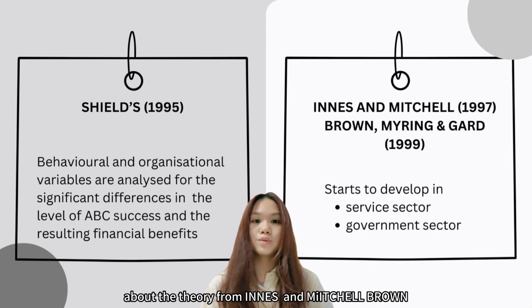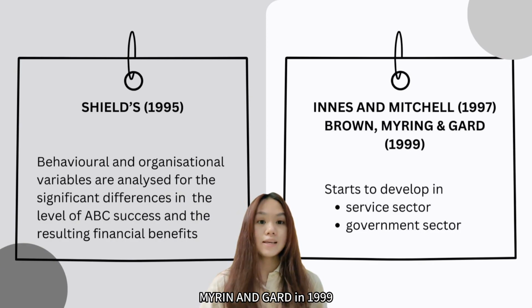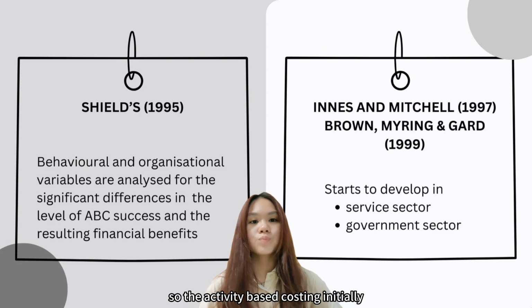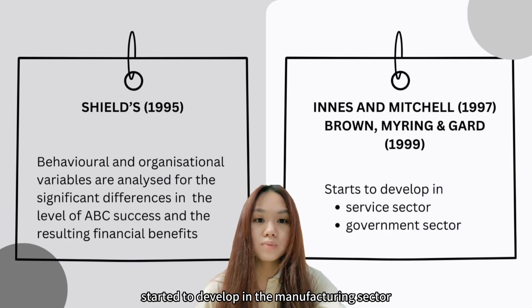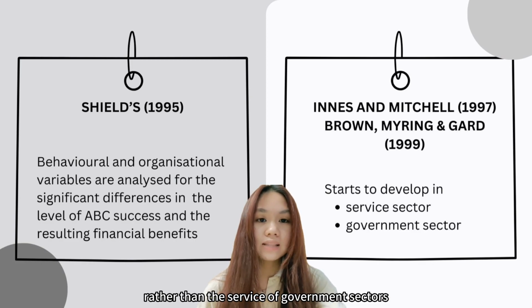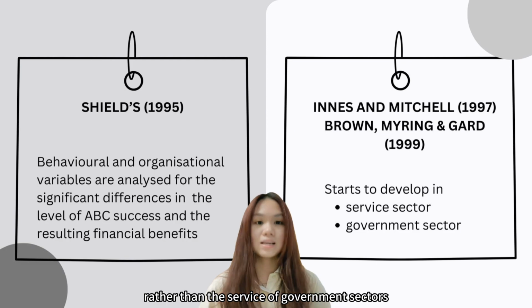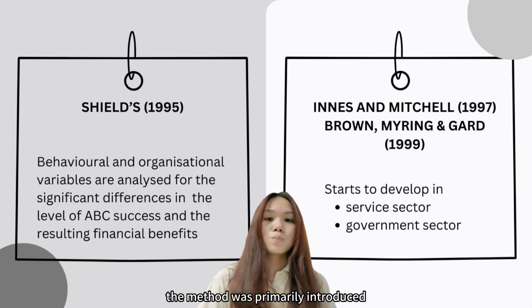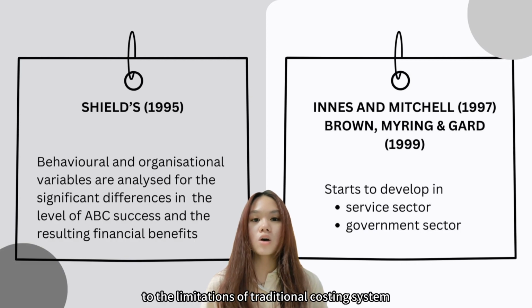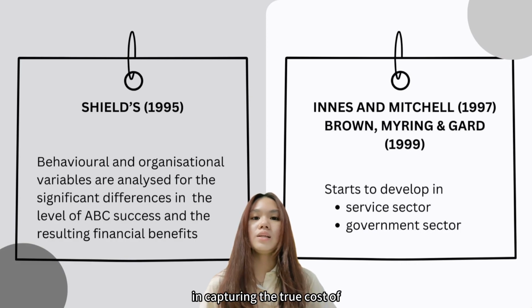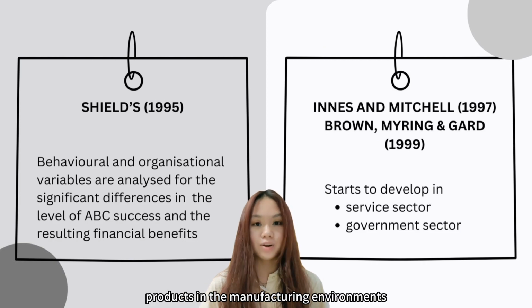So next is about the theory from Innes and Mitchell, Brown and Mayringer in 1999. Activity-based costing initially started to develop in the manufacturing sector rather than the service or government sectors. The method was primarily introduced as a response to the limitations of traditional costing systems in capturing the true costs of products in manufacturing environments.